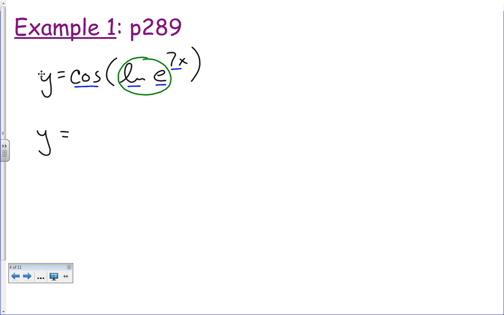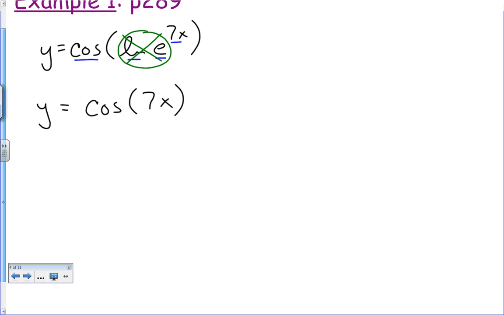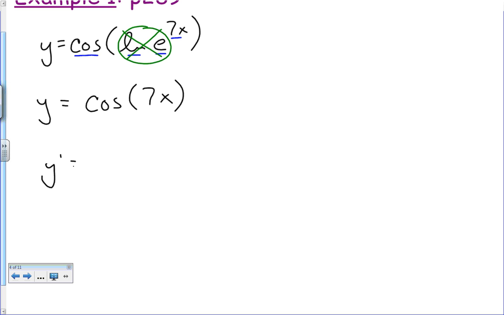Okay, in essence, I can say I can get rid of this part right here. So this becomes then just the problem of the cosine of 7x. In fact, if you were to graph these two functions, you get the exact same graph. Cosine of 7x is the same as the cosine of the natural log of e to the 7th power. That is only two functions in my composition. I still have to follow chain rule, of course, but I've eliminated two functions that I really didn't need to have to deal with in the problem.